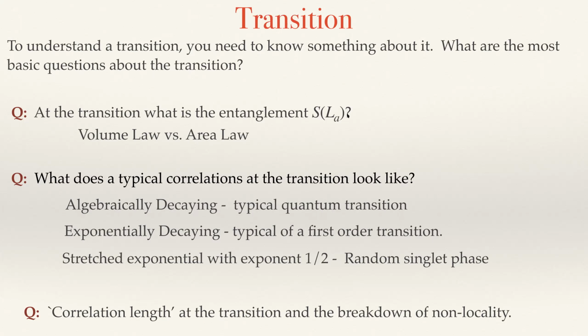The entanglement of the eigenstates has been the key defining feature of MBL. In the MBL phase, it's area law. In the ergodic phases, it's volume law. And so you can ask what's going on at the transition.